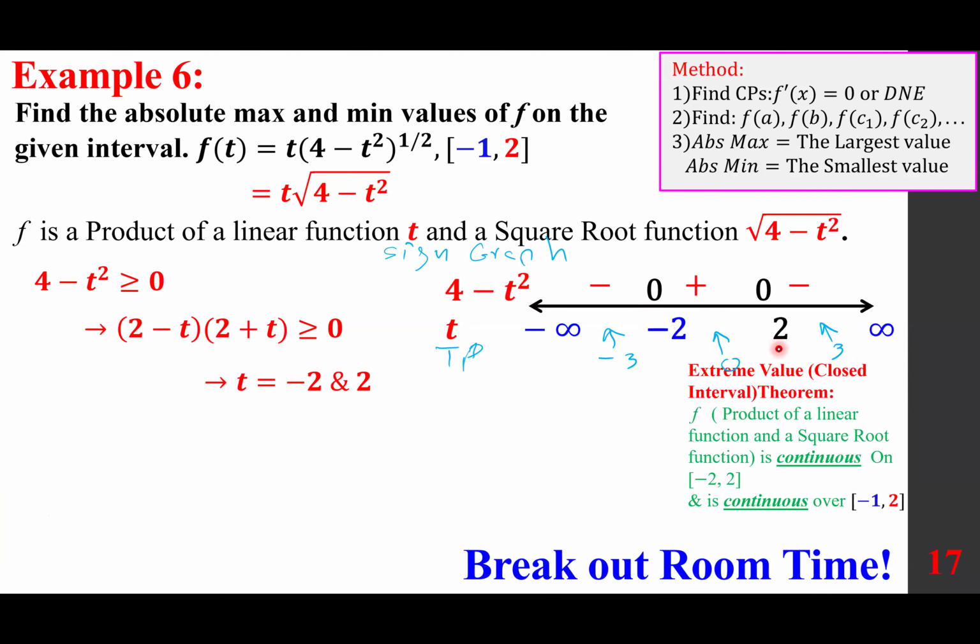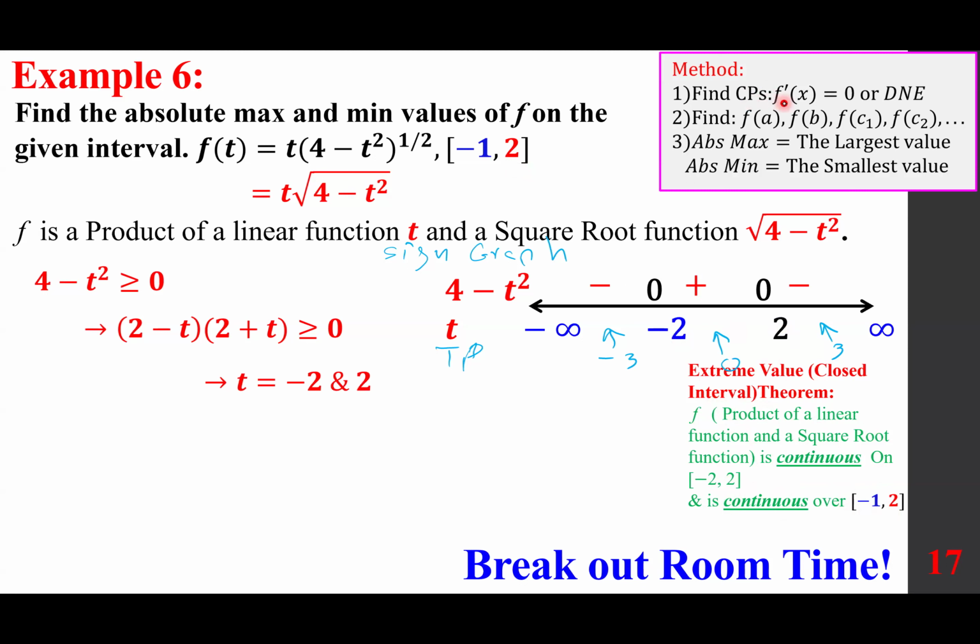Therefore, we say, according to what we found, f, which is a product of a linear function and a square root function, is continuous on the interval of -2 to 2. Therefore, it is continuous in the given interval of -1 to 2 because this contains the given interval. So the next step is to find CPs.